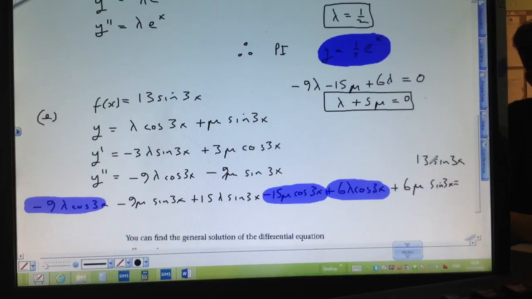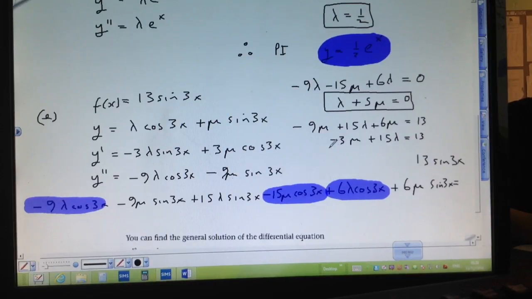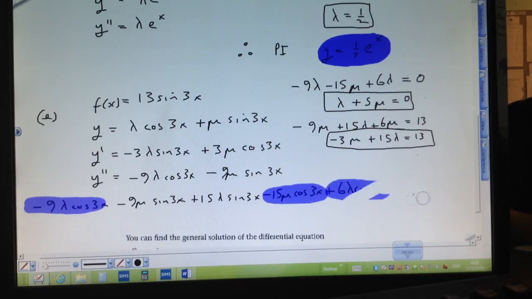Now I do know that the coefficient of the sins must be 13, so I can see that minus 9 mu plus 15 lambda, and a bit here is positive 6 mu right at the end, must equal 13. So my second simultaneous equation is going to boil down to minus 3 mu plus 15 lambda is equal to 13. I was going to divide through by 3, but it doesn't matter. Okay, I'm going to have to rub out some stuff here now, only because I've run out of space.